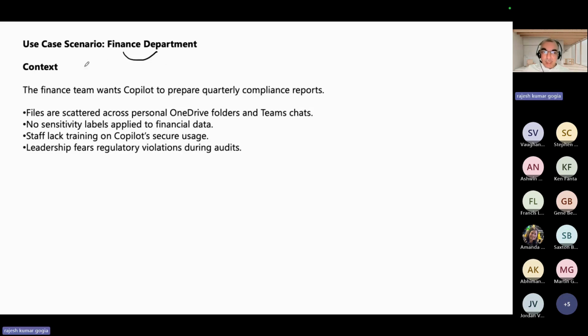So every department comes with a similar kind of problem. They want to prepare the quarterly compliance reports. Files are scattered, no labeling, no tagging, and leadership fears a regulatory violation during audits. So looking at these, there can be so many different practical or real scenarios, isn't it? What every department would be facing, isn't it?